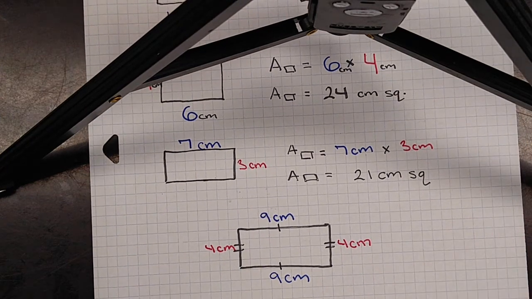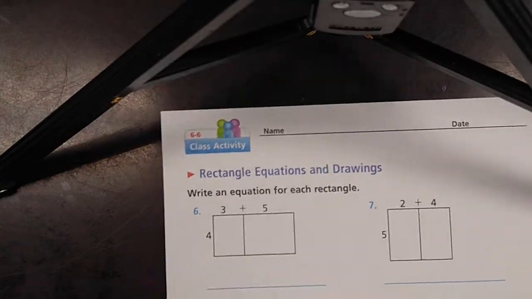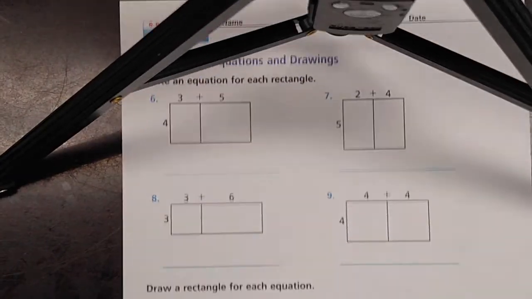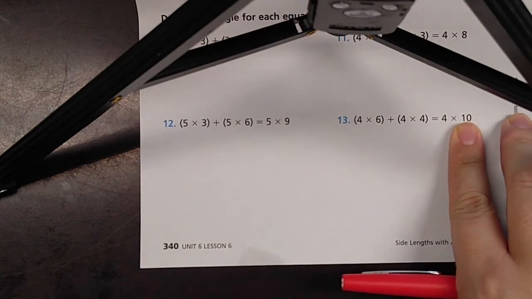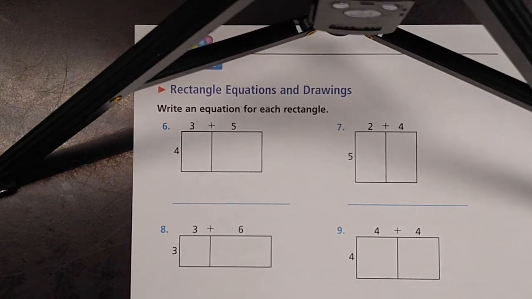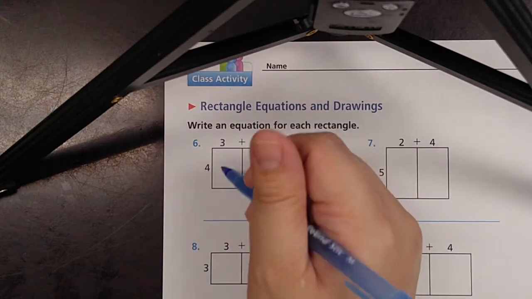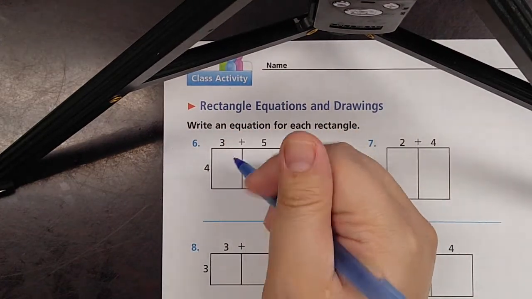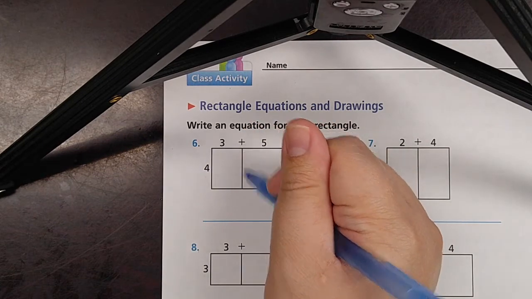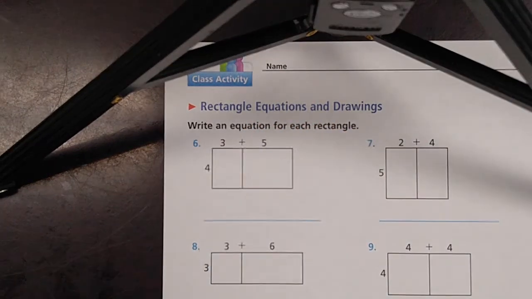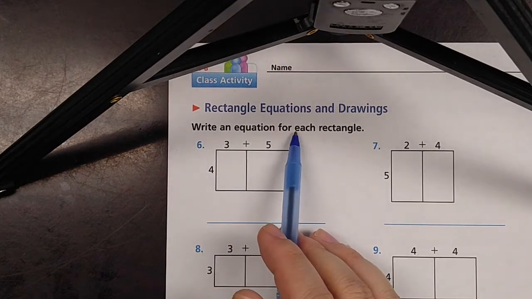Okay, so let's talk about your problem for today. You're going to be working on page 340 today, and I'm going to show you 2 problems. So this is still a rectangle, okay? And what they did is that they divided a rectangle into 2 equal pieces. So the way you're going to solve this is first write an equation for each rectangle.